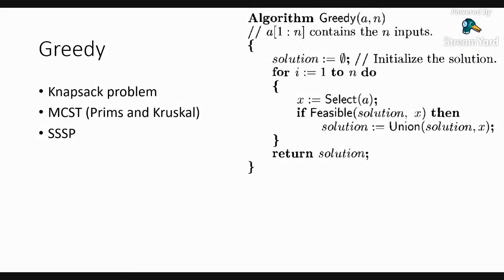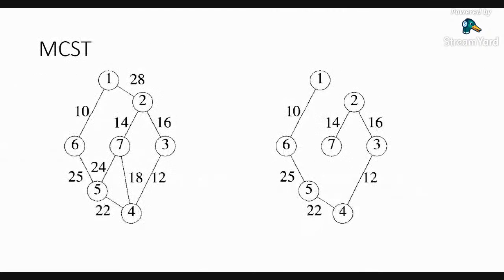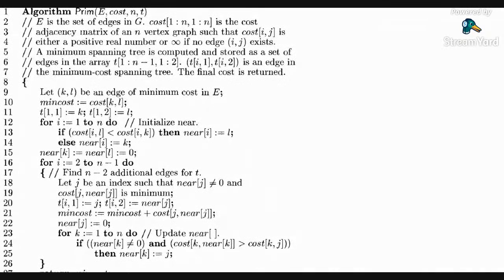Hello, good afternoon. Last time we have seen the greedy approach. So this was the skeleton of greedy approach, and the problems that we have seen: the knapsack problem, and on the minimum cost spanning tree side we have seen two approaches, that is Prim's and Kruskal algorithm, and one shortest path problem based on greedy approach, known as Dijkstra's algorithm. So this was the knapsack problem. Then it was the minimum cost spanning tree, and it is Prim's algorithm.